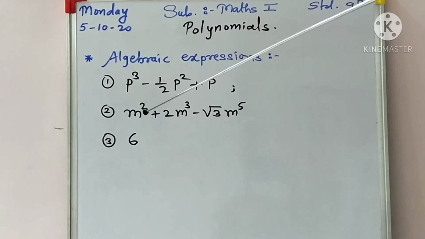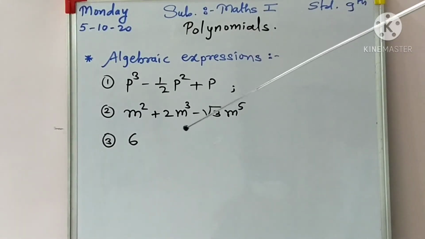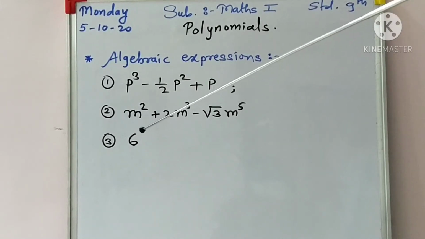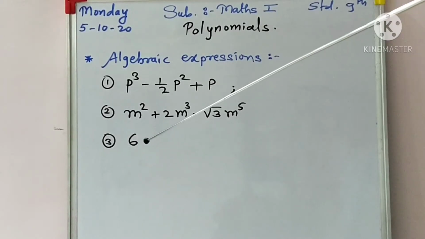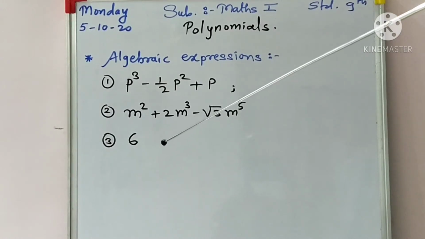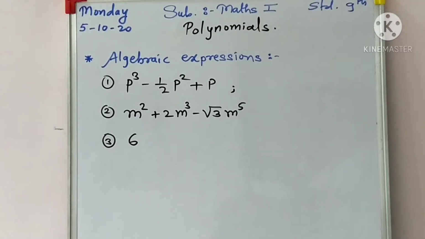Getting this? The second expression is in variable m, and the constants are what? 1, 2 and minus root 3. And 6 is itself a constant number, means any constant is also an algebraic expression. But which algebraic expression we define as a polynomial, that we see here. So according to the definition, if the powers of the variables are whole numbers, then that algebraic expression is known as a polynomial. Understood?